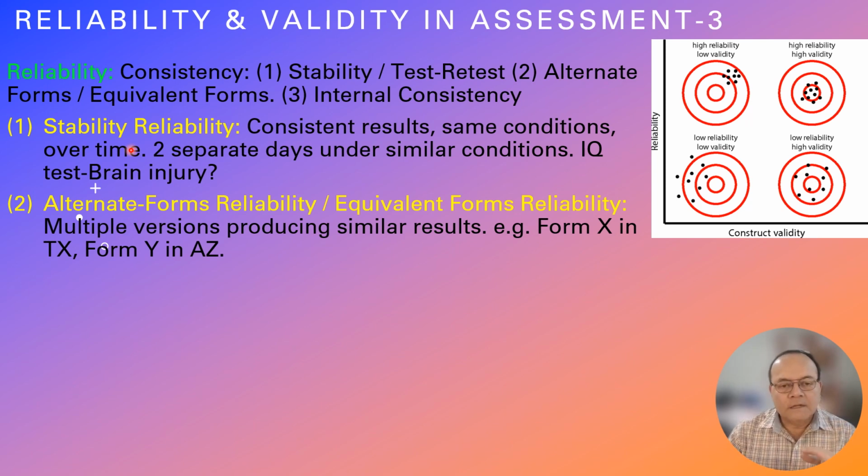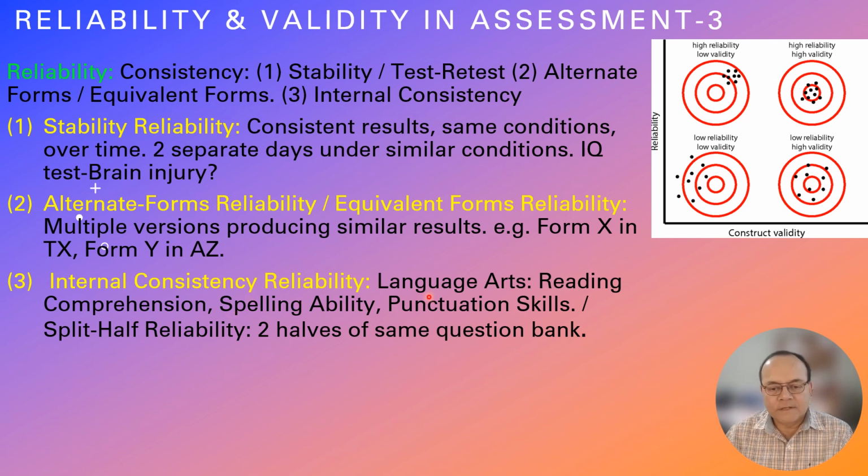Now, to further explain what alternate forms reliability or equivalent forms reliability is, it's when multiple versions produce the same results. For example, one form of the GRE exam given in Texas will be equal to the similar GRE test given in Arizona, and the similar test given in India. So all these should reliably give you a means of measuring the student's capacity.